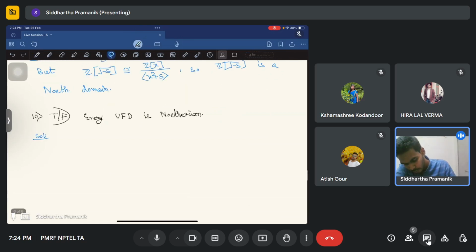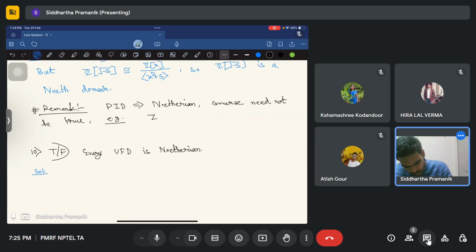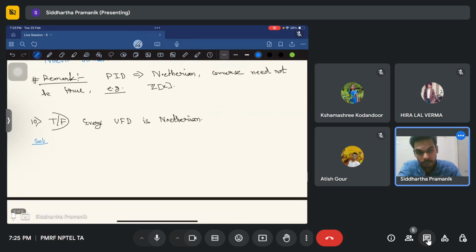Okay, so let me put that also here. PID implies Noetherian, but the converse need not be true. So for example, you can take Z[x]. Yeah. So now come back to this problem.